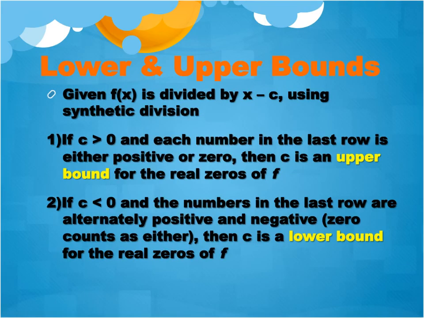Okay, so this thing is upper and lower bounds. Again, it's just to help you narrow down your possible bank. So if you divide whatever f of x is by x minus c using synthetic division, and the bottom row is all positive or 0, then what you divided by is called an upper bound, which means there can be no root bigger than that number. There can be stuff smaller, but there can be nothing bigger than that root.